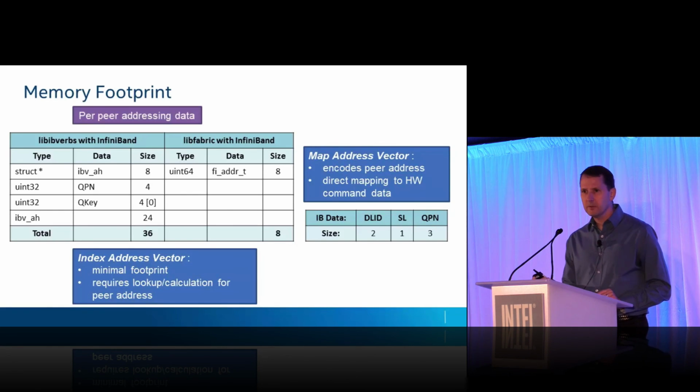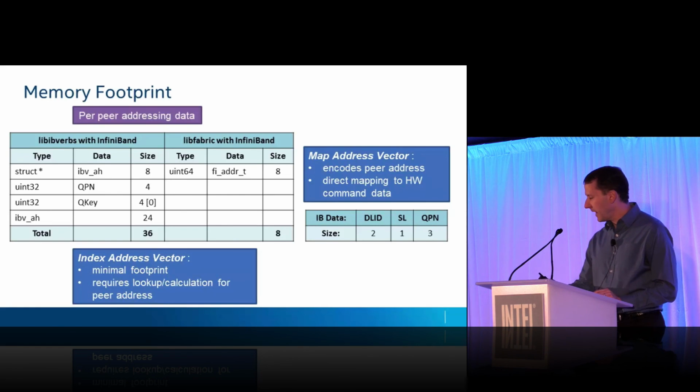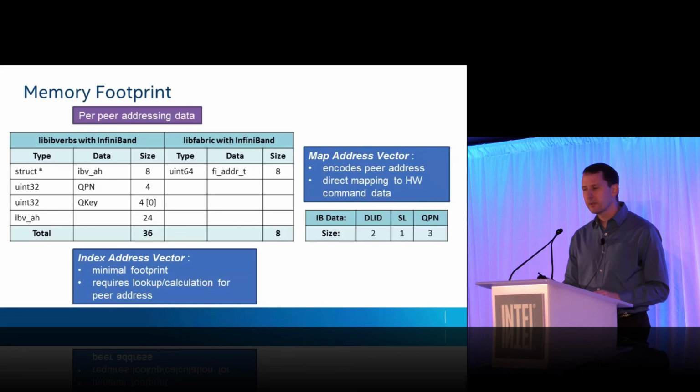And the memory footprint. Again, I'm using verbs as the example here. If I'm using unconnected communication with the verbs interfaces, we're looking at about 36 bytes of data minimum per remote peer you're trying to communicate with. All right, libfabric defines, again, a simple case is 8 bytes worth of data.